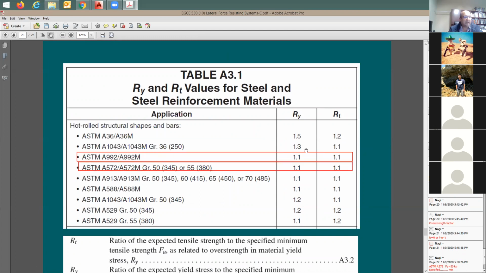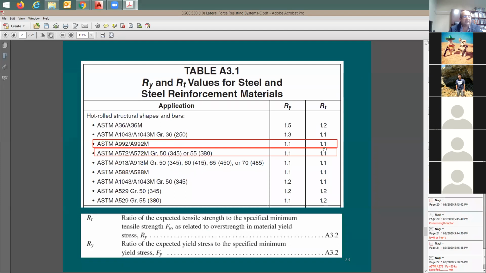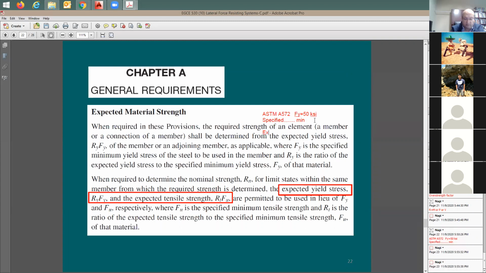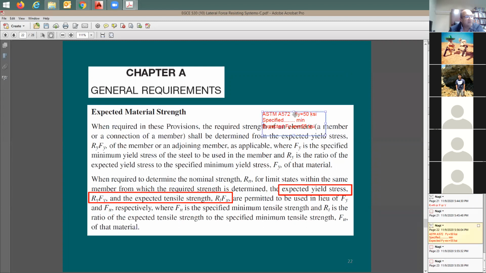In each one of them, I have this R sub Y and R sub T factor of 1.1, which is very good. So the increase is going to be 10%, meaning if the yield is 50 KSI, the expected yield, F sub Y expected, is going to be equal to 55 KSI. So am I clear on where they got this 55 from?